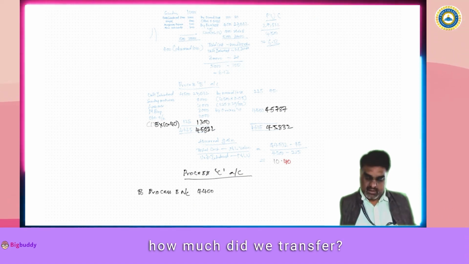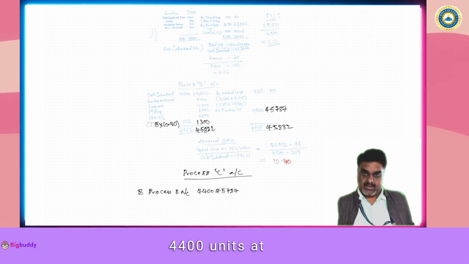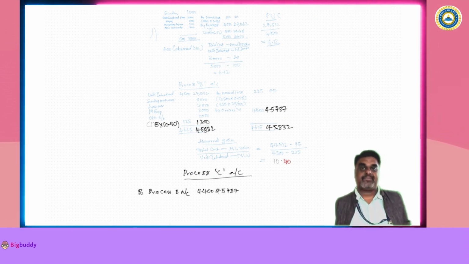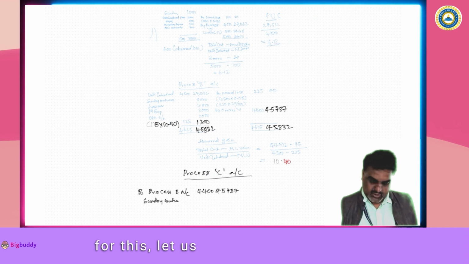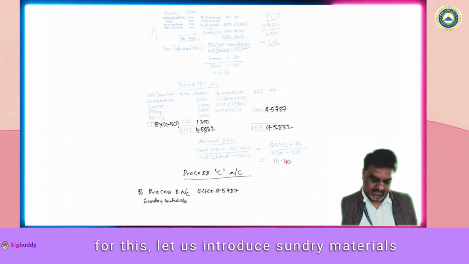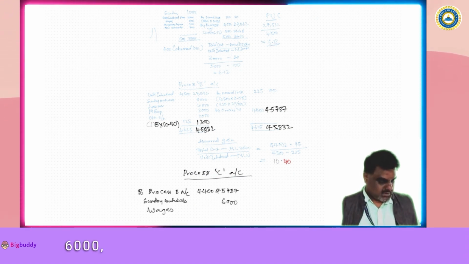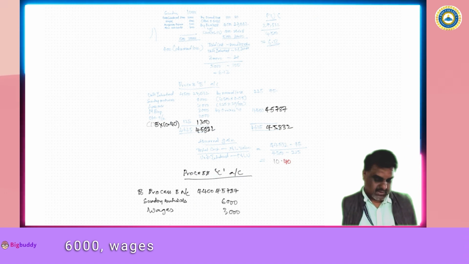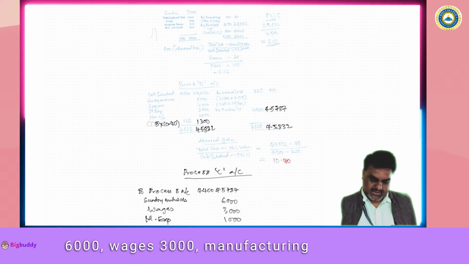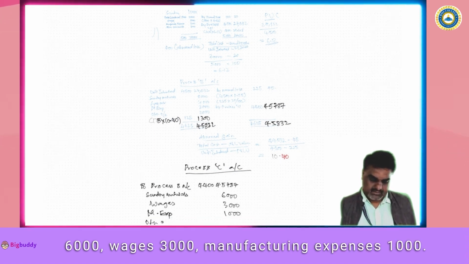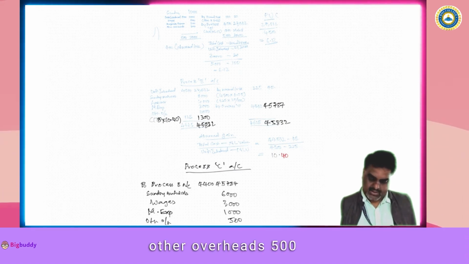How much did we transfer? 4,400 units at 45,787. So for this, let us introduce sundry materials, 6,000, wages, 3,000, manufacturing expenses, 1,000, other overheads, 500 units.